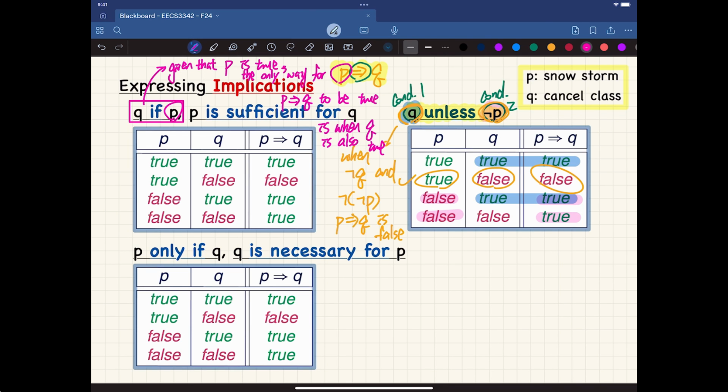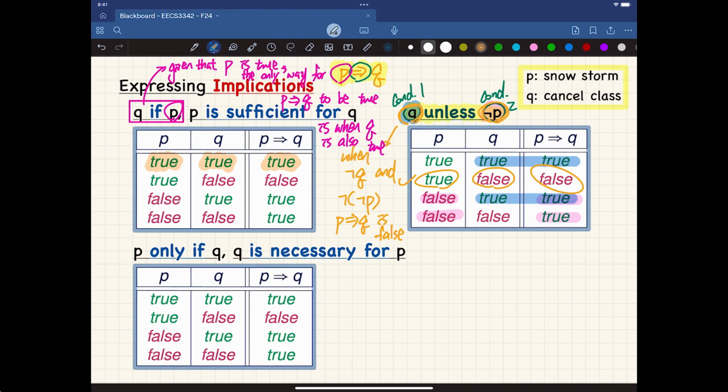That's really the main message over here. Let's see how that corresponds to the truth table. When P is actually true, the only way for P implies Q to be true is for Q to be true. That's the first row. All right?